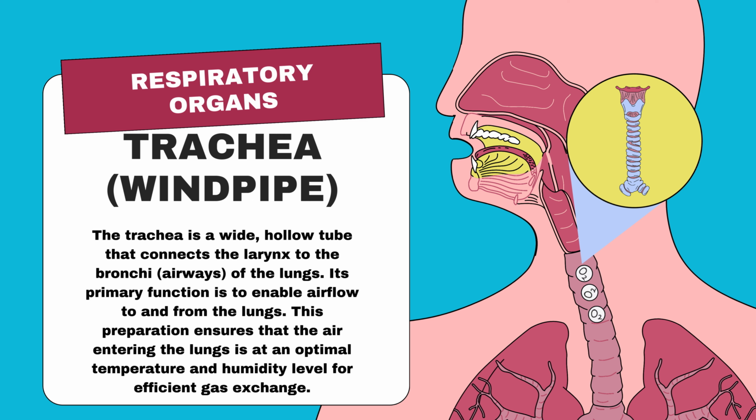Trachea, windpipe. The trachea is a wide, hollow tube that connects the larynx to the bronchi, airways, of the lungs. Its primary function is to enable airflow to and from the lungs. This preparation ensures that the air entering the lungs is at an optimal temperature and humidity level for efficient gas exchange.